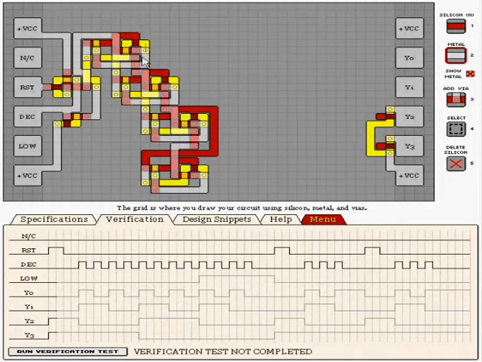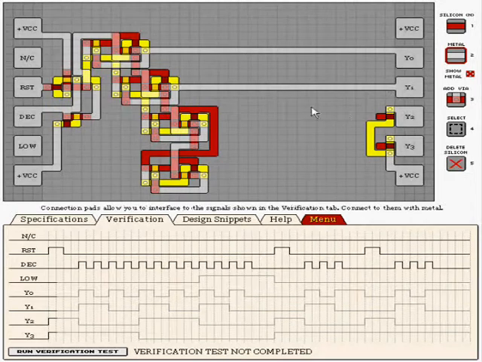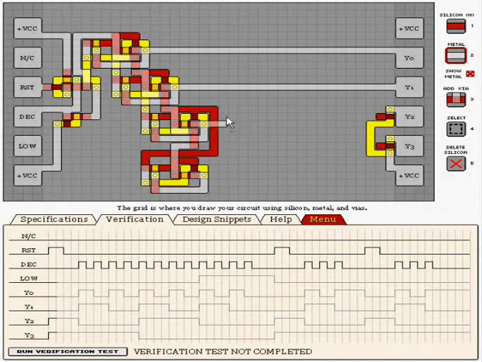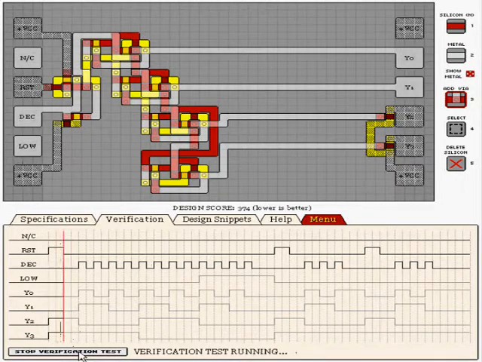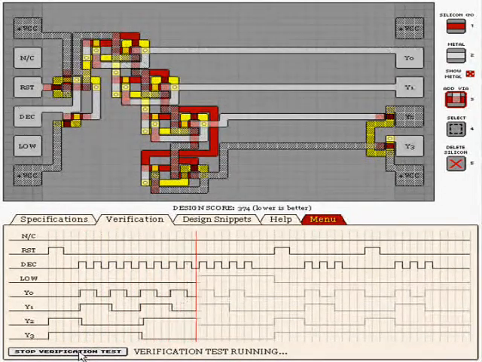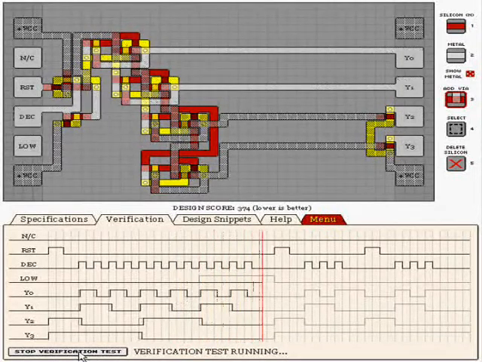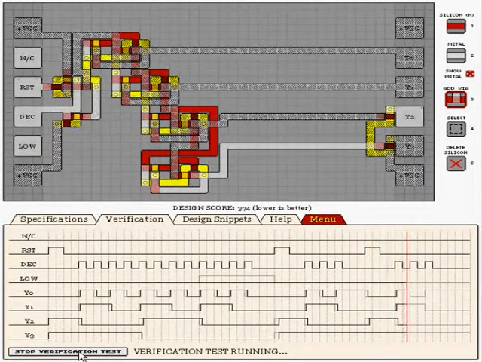So now we just have to attach our memory cells to their respective outputs. The first two don't need inversion, but the second two do. So that is the grenade launcher ammo counter.